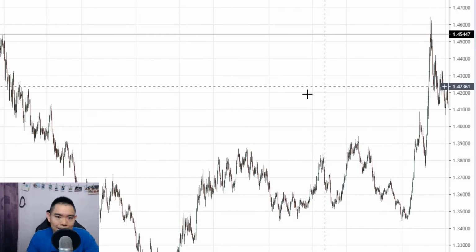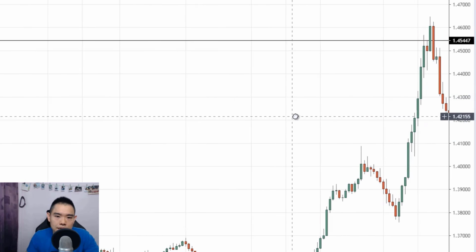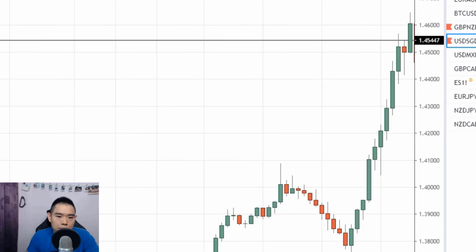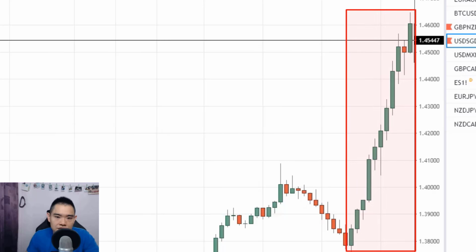I want you to pay attention to how the price approached that black line. Pay attention to this section over here. What do you see? You see strong bullish momentum into that area, correct? And at this point, many traders are thinking, the market is so bullish, it's time to buy. And when they buy, that's a disaster.